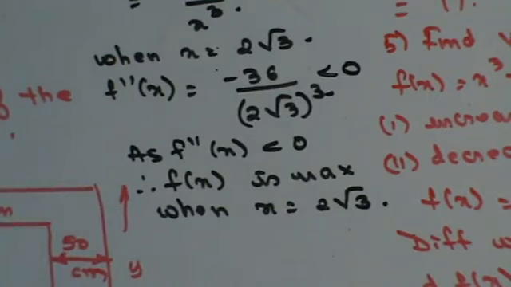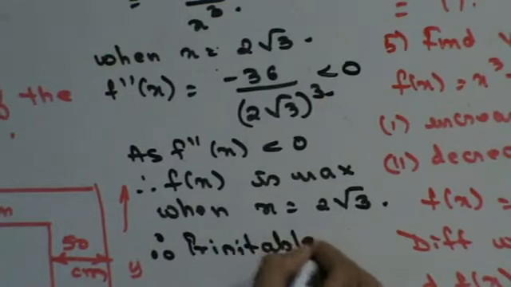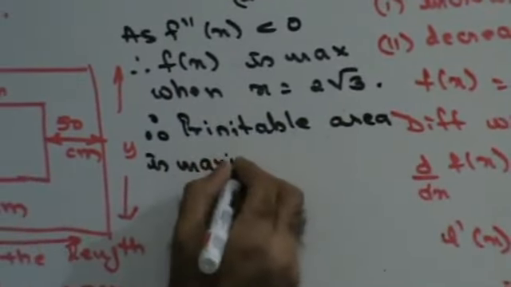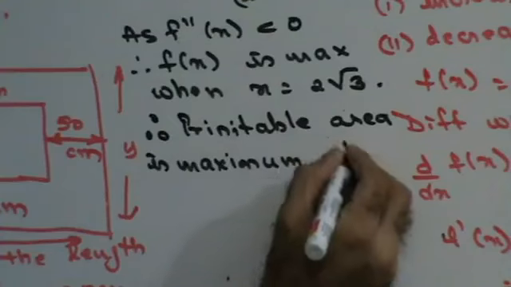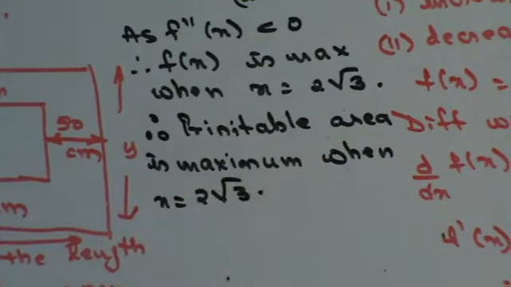But what is f of x? We had assumed the printable area to be f of x. Therefore I can say that the printable area is maximum when x is equal to 2 root 3. So the first thing that you have to prove was that the printable area is maximum.